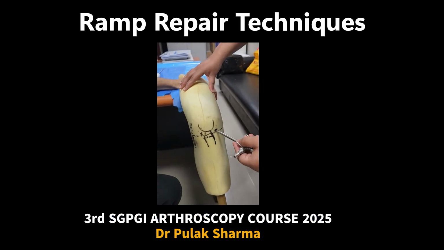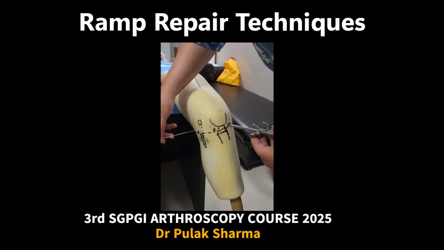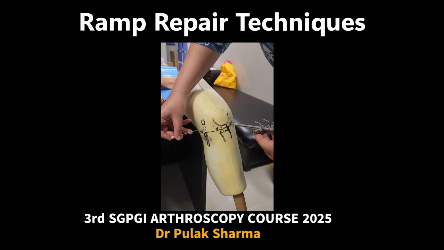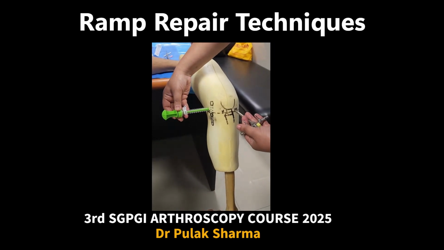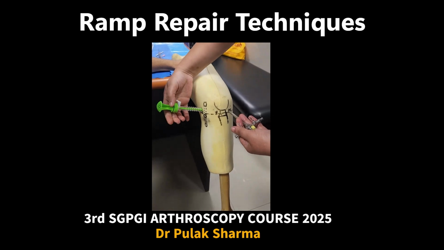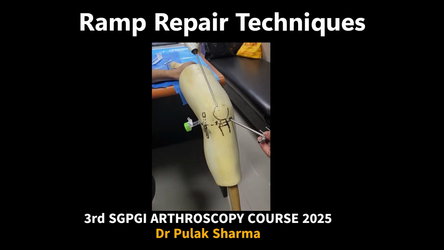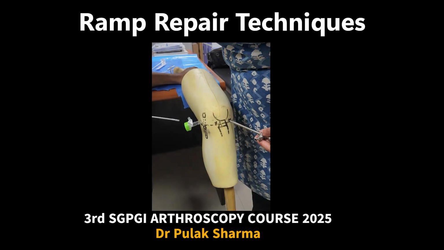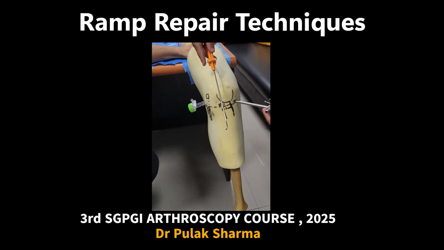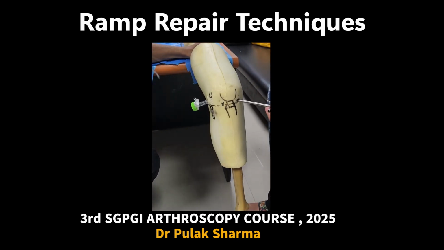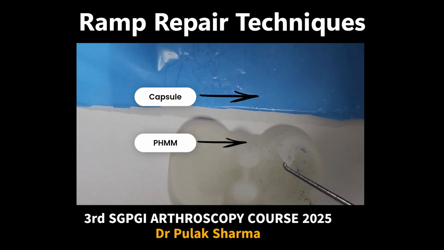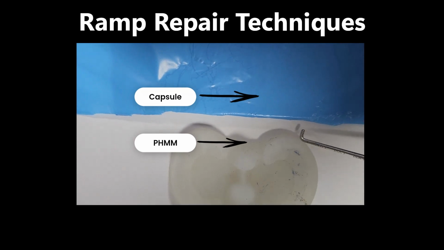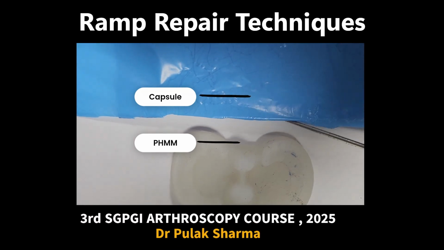The scope is passed in the posteromedial corner and a posteromedial portal is made using spinal needle guidance. A cannula is passed through the posteromedial portal. Once the cannula is in place, bites in the torn tissues can be made using a mini suture passer or a suture lasso. In the model shown, the blue sheet represents the capsule and the white structure represents the meniscus.